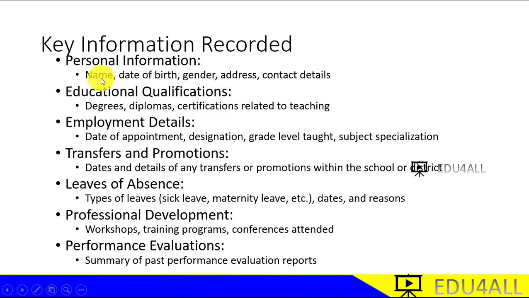Next, what are the key pieces of information that should be recorded in the SR? First one is personal information. As mentioned, your name, date of birth, gender, address and contact details, educational qualification, your diplomas, degrees, and employment details: your appointment date, designation, grade level, whether you are a PG or a BT science or a PG physics, or a second grade teacher, graduate teacher, trained graduate teacher, a special teacher or a PET. All these things should be mentioned in your SR.